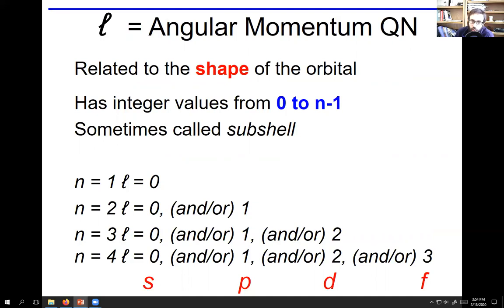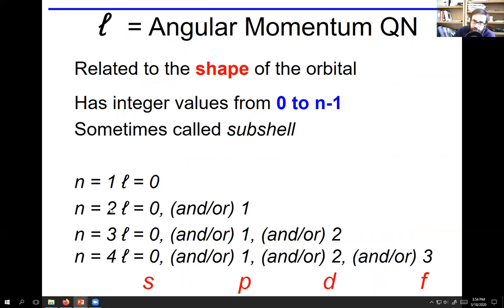So if I give you a quantum number n equals 1, I tell you, hey, I solved the Schrodinger equation, I have an orbital, and n equals 1, L can vary from 0 to n minus 1. Well, n was 1, and 1 minus 1 is 0, so L can go from 0 to 0. L can only be 0. That's what's shown here. If n equals 1, L can only be 0.